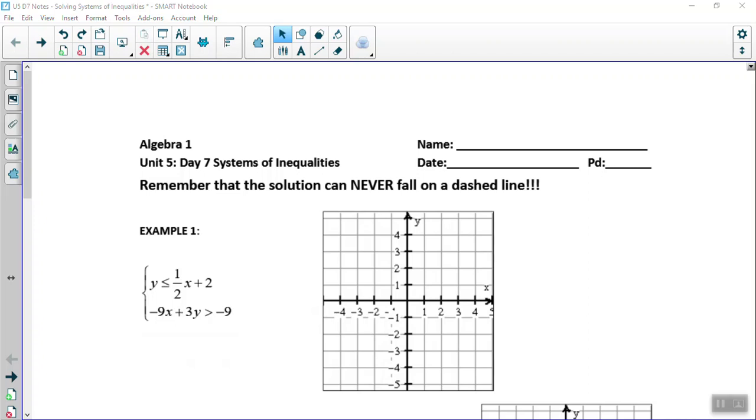Hi everyone, today we're going to talk about how to solve systems of inequalities. There's only one method we can use to solve systems of inequalities, and that method is graphing. So let's go ahead and start graphing.